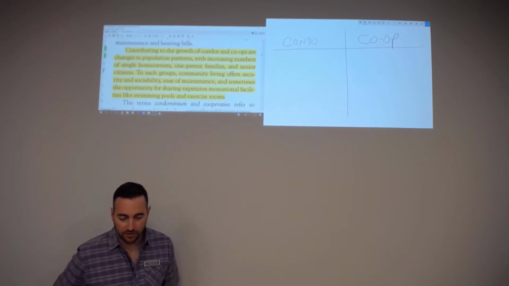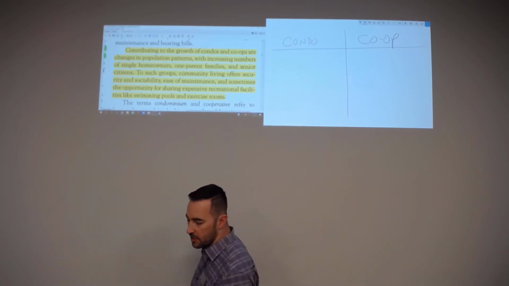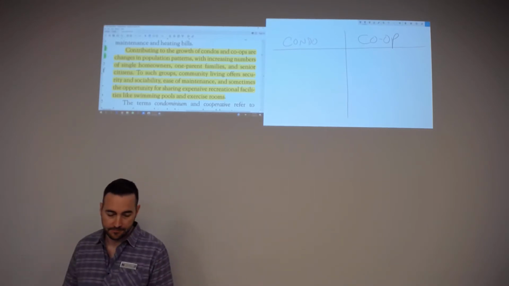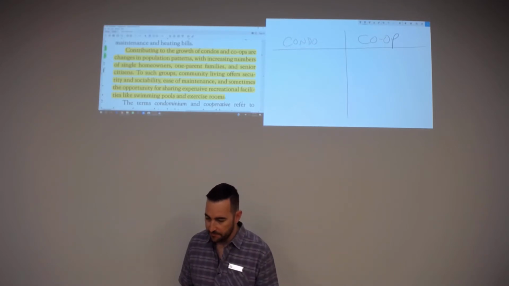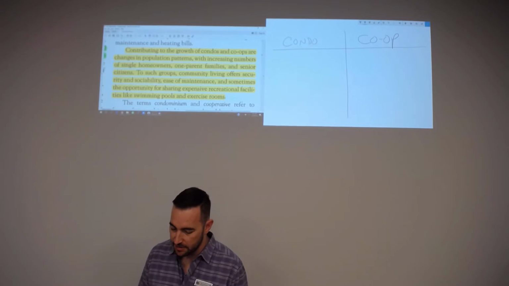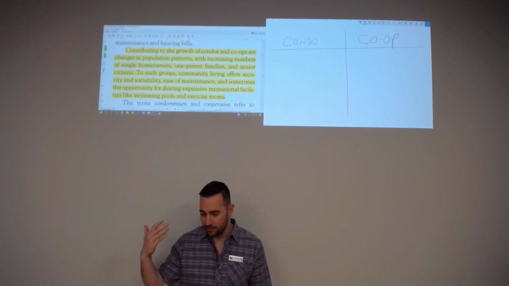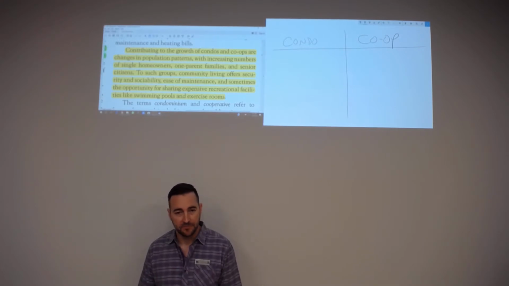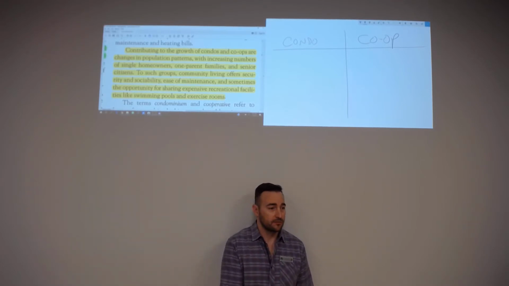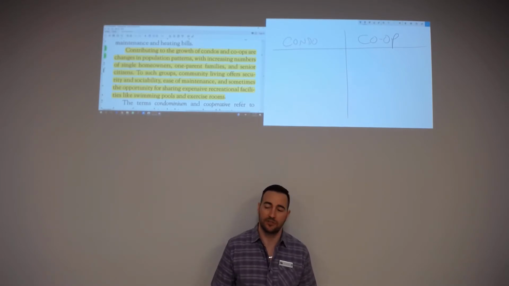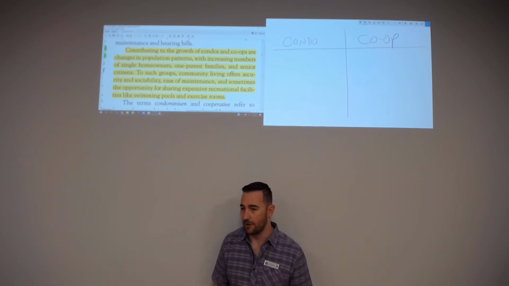So skip a paragraph. It says, contributing to the growth of condos and co-ops are the changes in population patterns, with increasing numbers of single homeowners, one-parent families, and senior citizens. For such groups, community living offers security and sociability, ease of maintenance, and sometimes the opportunity for sharing expensive recreational facilities like swimming pools and exercise rooms. So if you're advertising to a group for condos, the group would be, again, single homeowners, one-parent families, and senior citizens. Remember we talked about this yesterday? I said if that's going to be your niche, your focus, people that are becoming senior citizens most likely want to downsize and not have to deal with snow or trash or maintenance. So you advertise to those groups in order to get them into condos or co-ops, okay?